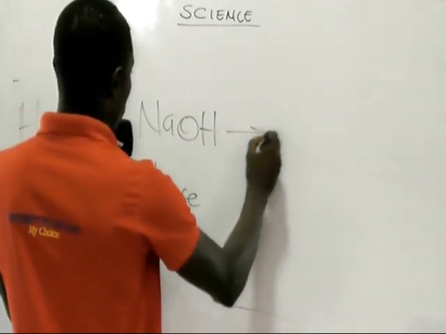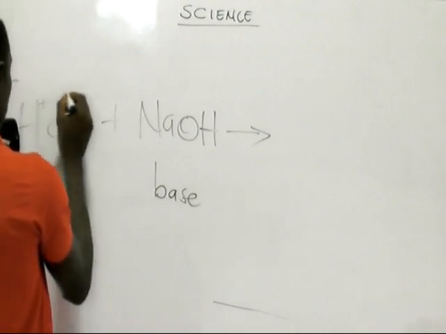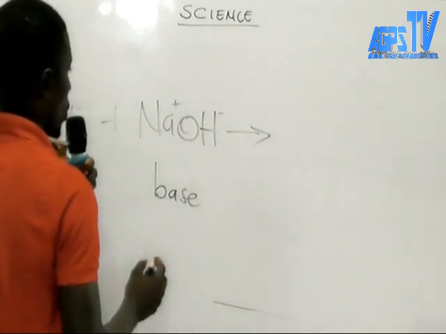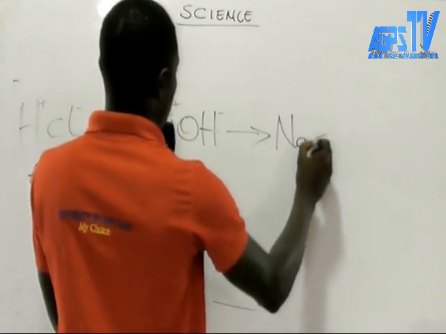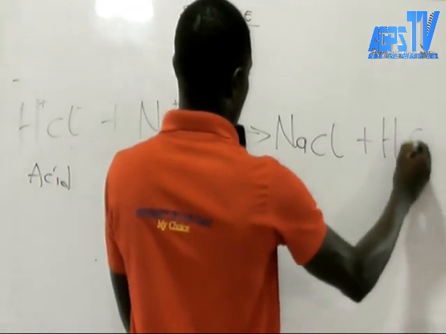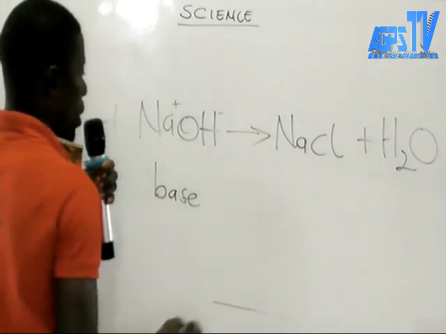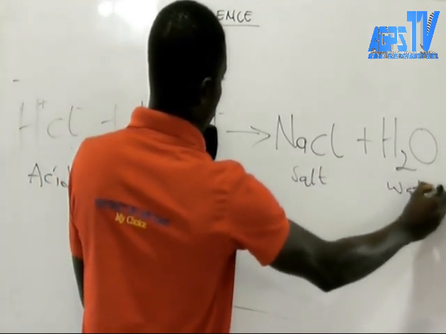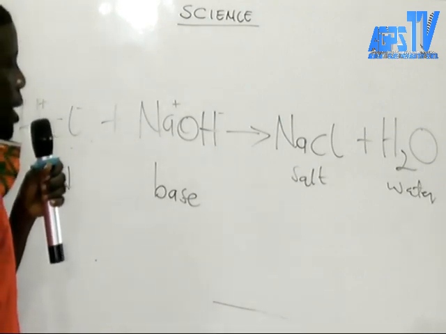Now let us do a simple balancing of the chemical equation. We have the H here, we have the chlorine here. This one is positive, negative, positive, and OH. They are together. So here we have NaCl plus water. This one is the salt. Sodium chloride is the salt, and this is water. So acid reacts with base to produce salt and water.